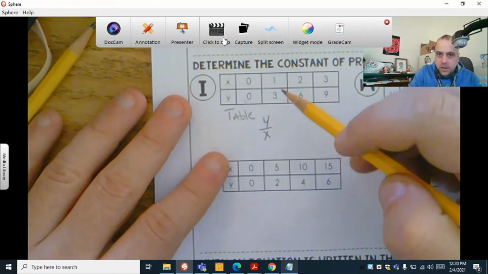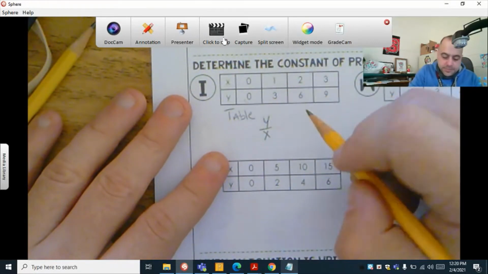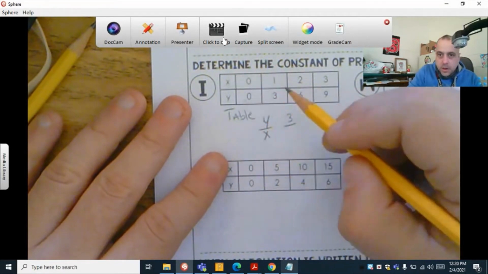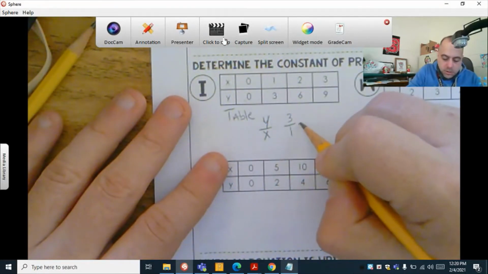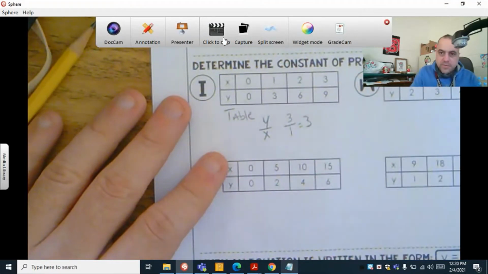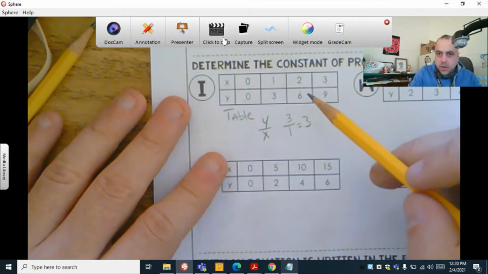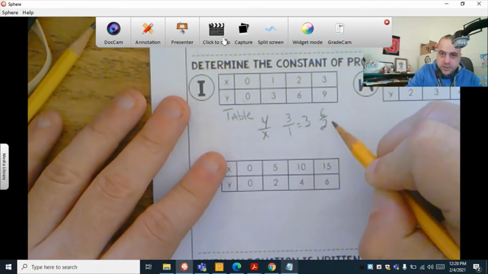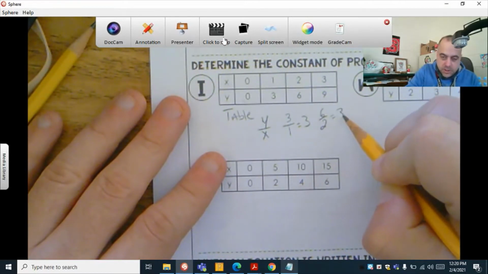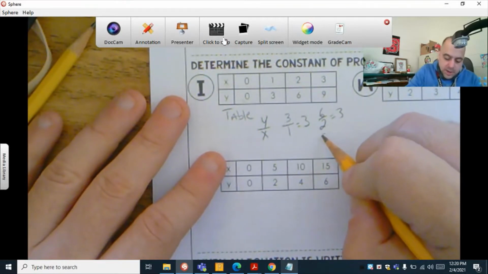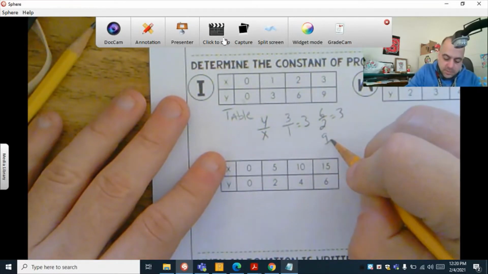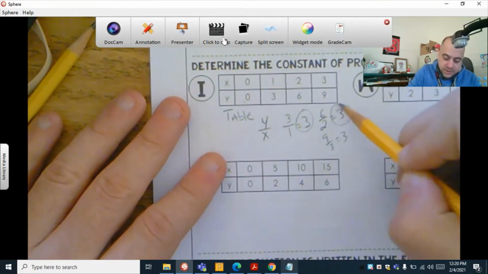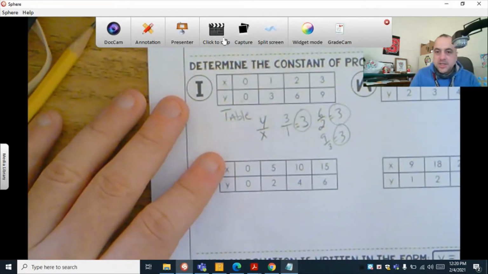Skip the zeros, go straight to this one. What's the y? The y is 3. What's the x that goes with it? 1. 3 divided by 1 is 3, and you're finished. What if you did this one? 6 divided by 2 is 3. And 9 divided by 3 is 3. So the answer is 3. Look, you all get the same answer every time. So the constant is 3.